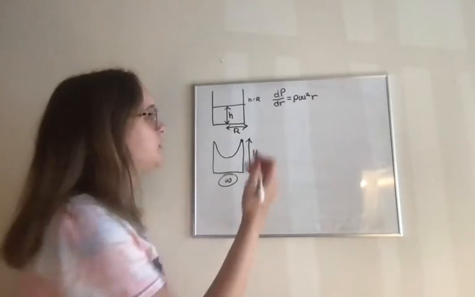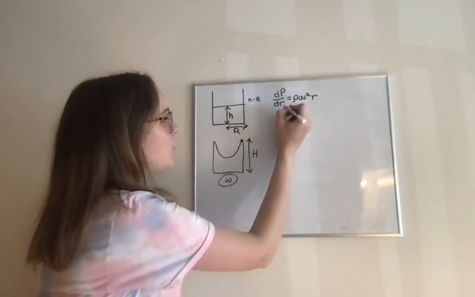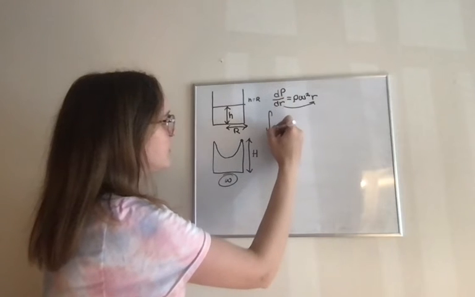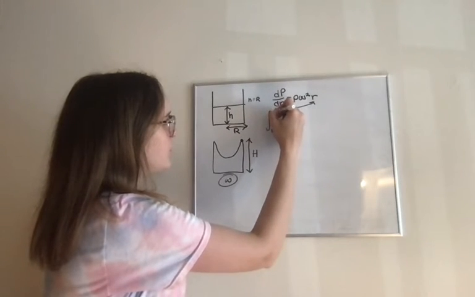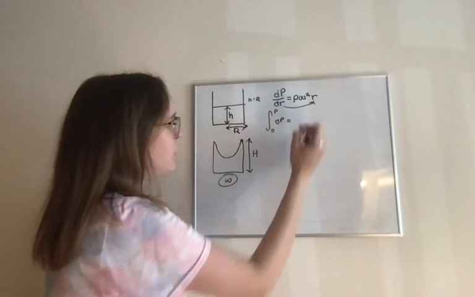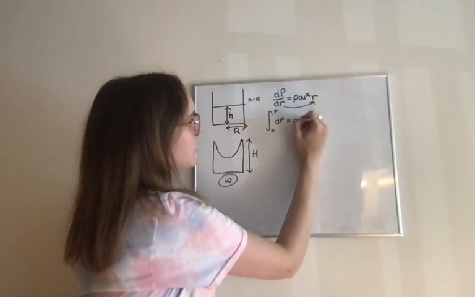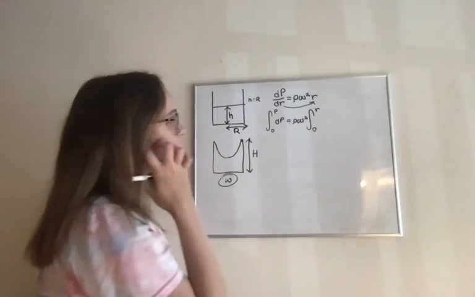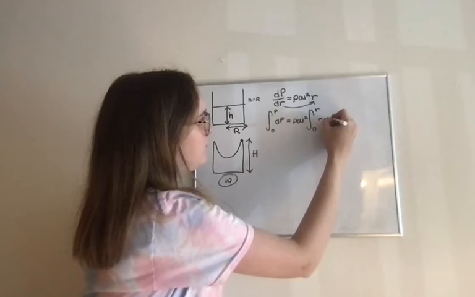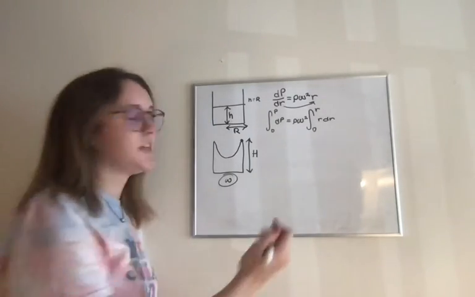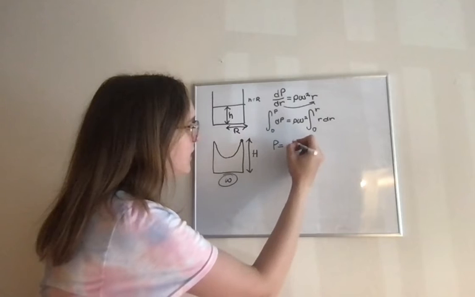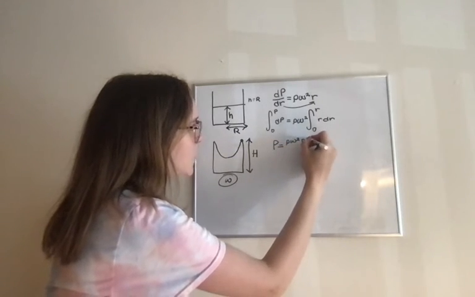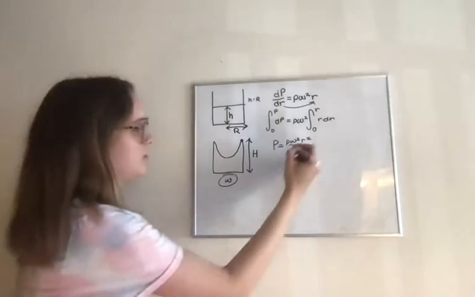And so we are going to take the integral, and to do that we want to move the dr over to this side, and what we end up with is the integral from 0 to P of dP is equal to the density times omega squared times the integral from 0 to r of r dr. And when we solve this out, we find that P is equal to the density times angular velocity squared times r squared, all over 2.